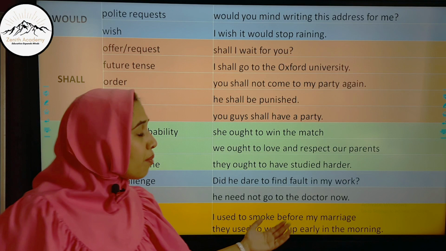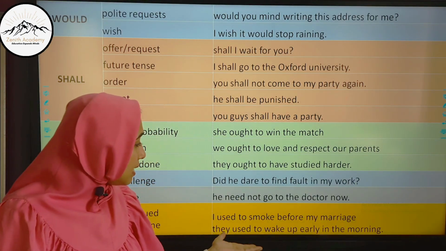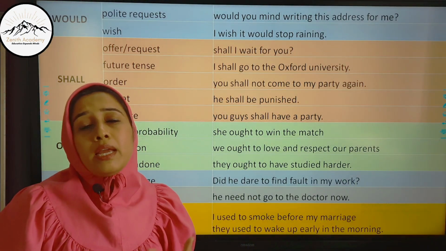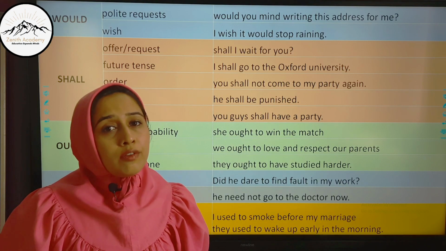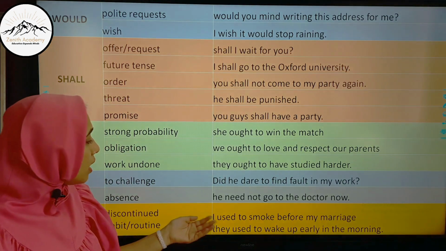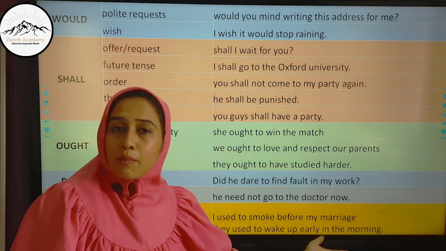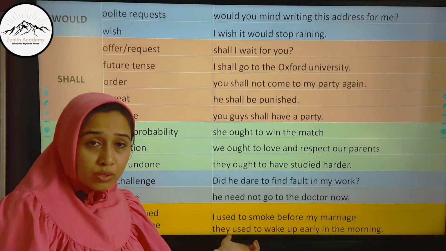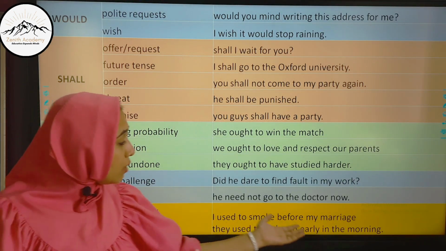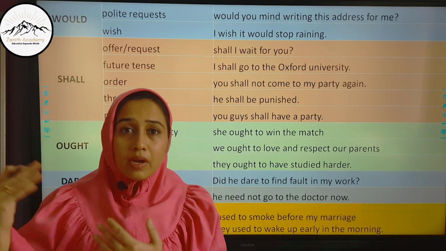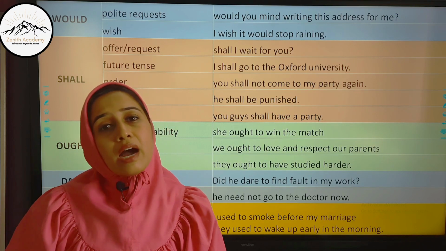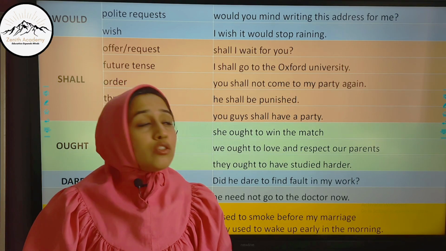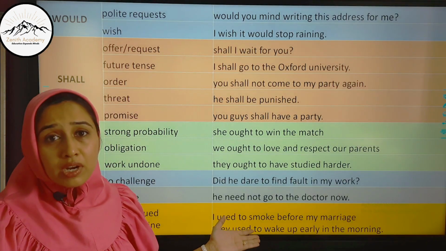I used to smoke before my marriage. Now when I say this, it automatically implies that now I have stopped smoking. They used to wake up early in the morning. Now when I use used to, it says that I used to wake up earlier a few days or few months back, and now I do not wake up earlier. So this is the end of our modal auxiliaries.